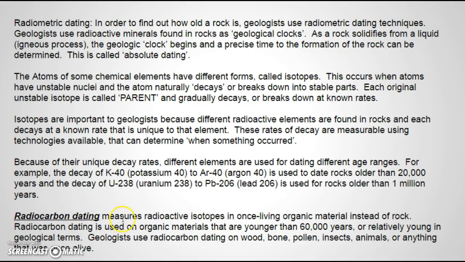But we use radiocarbon dating to measure radioactive isotopes of once living organic material instead of rock. Radiocarbon dating is used on organic materials that are younger than 60,000 years, or relatively young in geologic terms. Geologists use radiocarbon dating of wood, bone, pollen, insects, animals, or anything that was once alive. So radiocarbon dating is for a more recent timeline, and we can apply this to the Great Ice Age, whereas for deep time we use different isotopes.